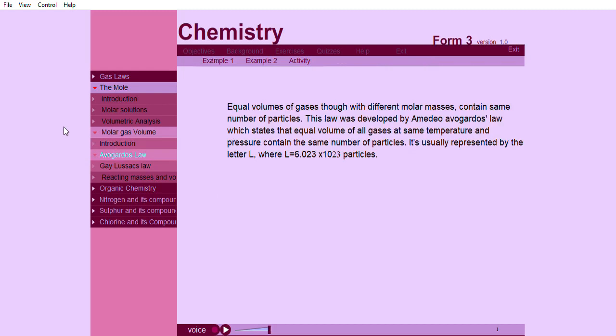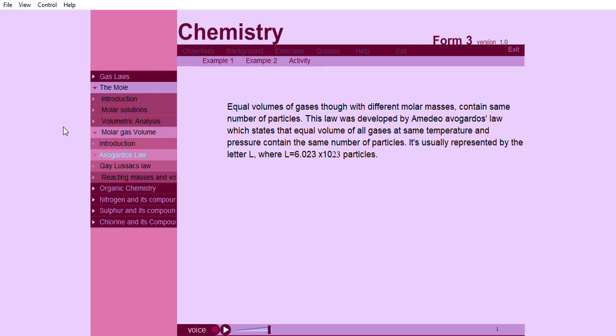Equal volumes of gases, though with different molar masses, contain the same number of particles. This law was developed by Amedeo Avogadro. Avogadro's law states that equal volumes of all gases at the same temperature and pressure contain the same number of particles.